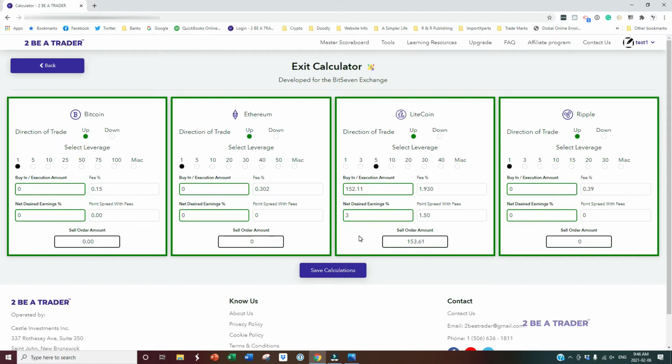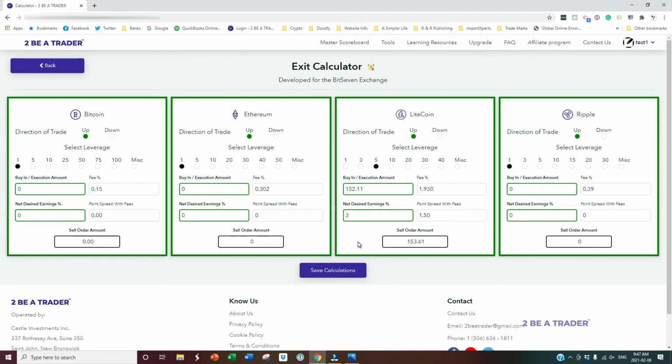And so the calculator tells me that I have to sell my trade no lower than 153.61. This number takes into account both the trading fees and my desired earnings. The calculator also tells me what the movement has to be. It has to gain 1.5 points in order to achieve my goal. So 152.11, 3% desired earnings, my sell order would be 153.61.